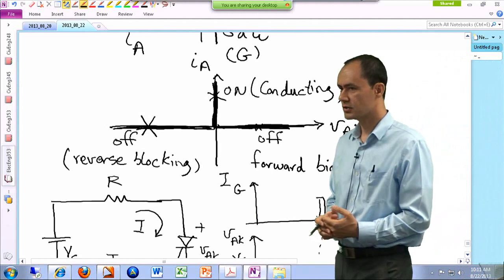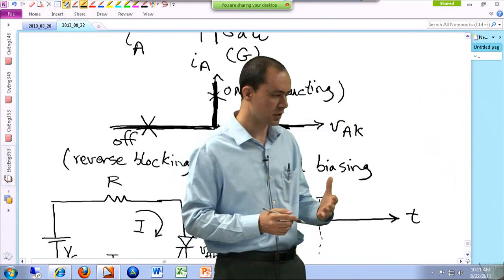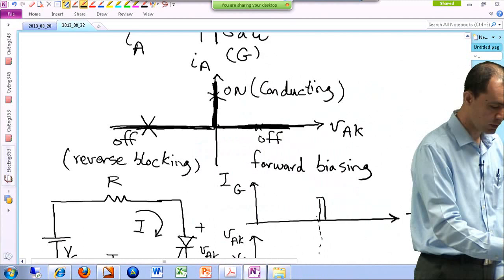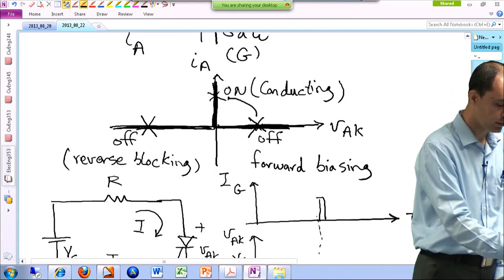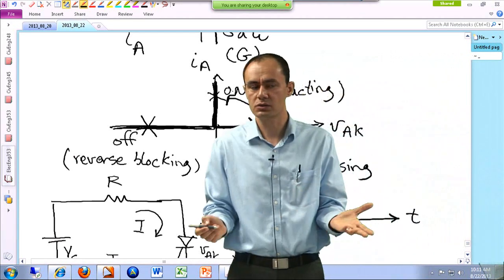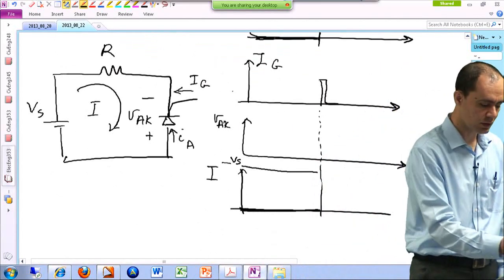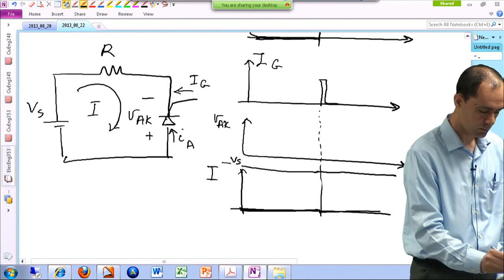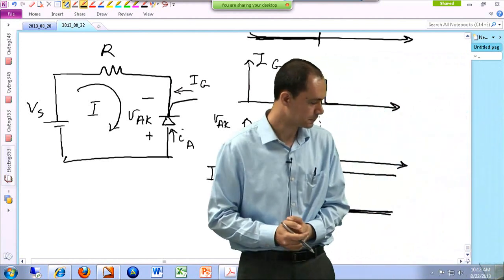Okay. And as it turns out, if your device is in this mode, it doesn't matter if you trigger it, because it's in a reverse blocking mode, it never turns on. So remember, the thyristor only turns on if you are in the forward biasing mode, and then you trigger it, you jump here. But if you are in the reverse blocking mode, no matter how many times you trigger it, it doesn't turn on. So triggering this thyristor doesn't make a difference. So you just continue in this mode. Okay. So that's how it looks.